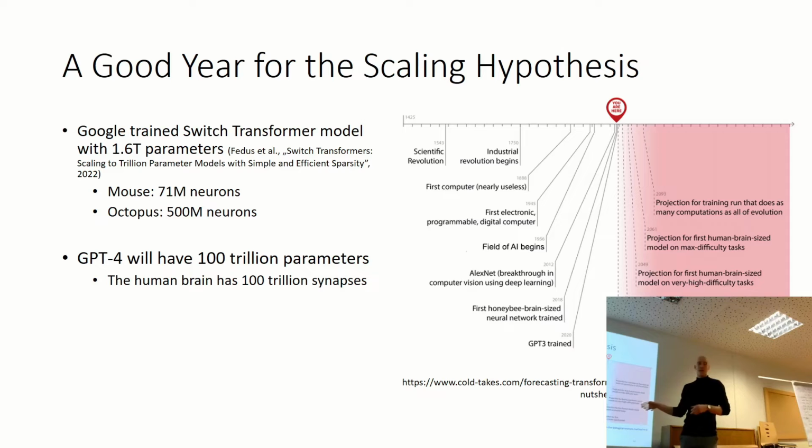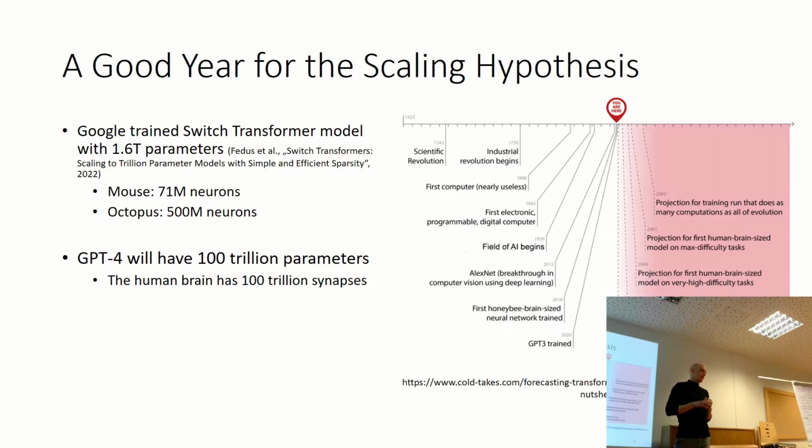So if we look at the bioanchors method, already just by scaling up models, we are on this timeline a couple of years ahead. So they say 2023 first mouse brain-sized model. Well, we kind of already have the first mouse brain-sized model in 2022, so we're already like 1 year ahead. And projection for first human brain-sized model on easiest task, mind you, 2036.